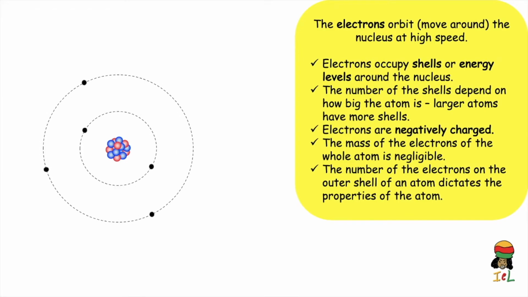Now, the number of electrons on the outer shell of an atom will dictate the chemical properties of that atom, and we will just keep that in mind. We're not going to pursue that right now, but just keep in mind that the number of electrons on the outer shell of an atom dictates the chemical property of the atom.